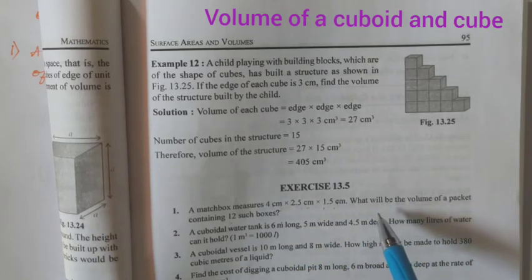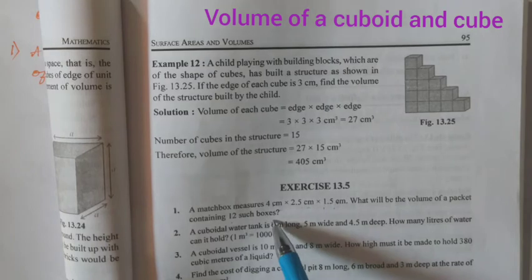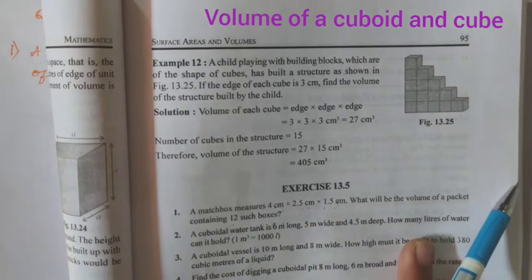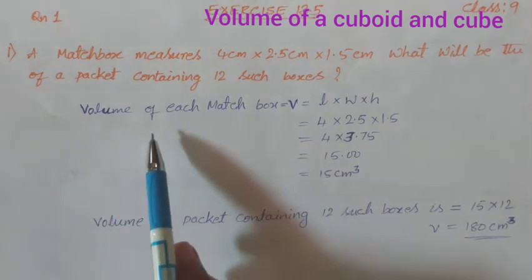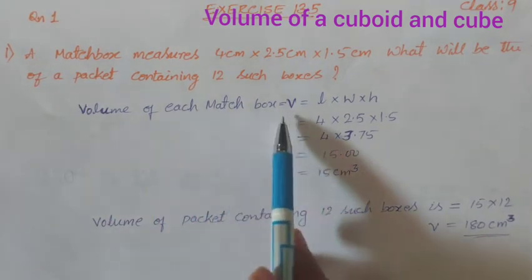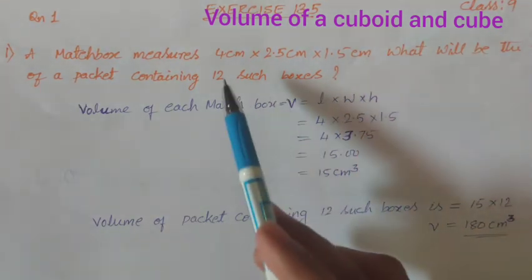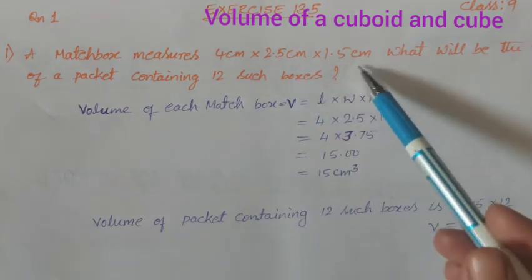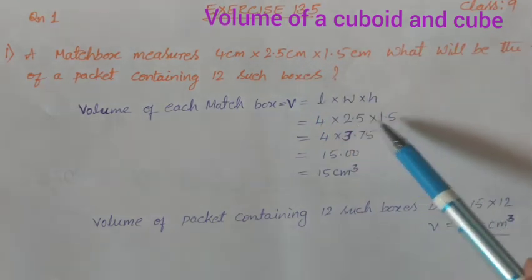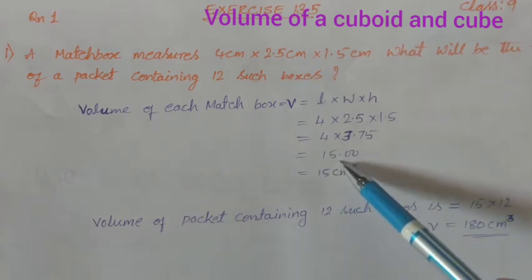What is to be found? We have to find the volume of a packet containing 12 such boxes. First we have to find each box's volume. So the volume of one matchbox is length into width into height. You know the length is 4, width is 2.5 and height is 1.5. We multiply these two, we get 3.75 into 4.